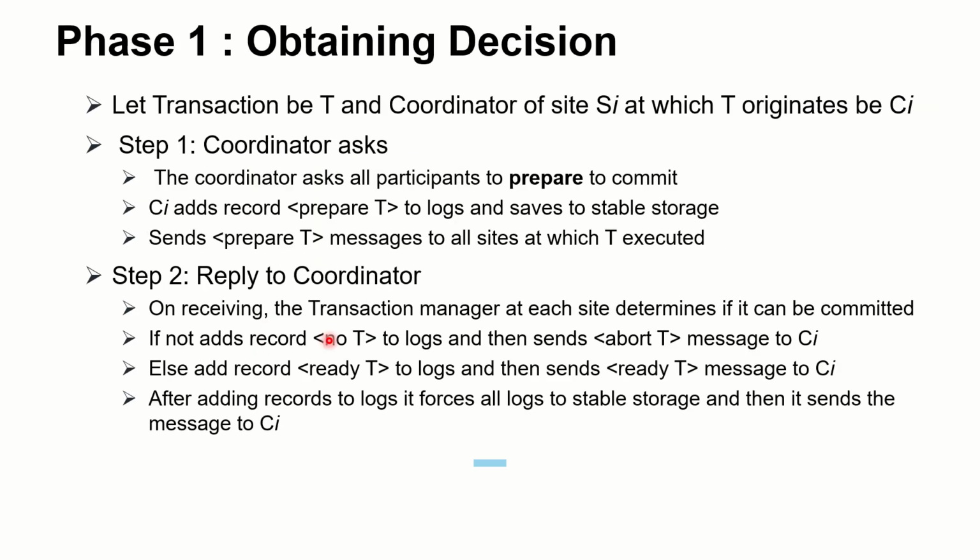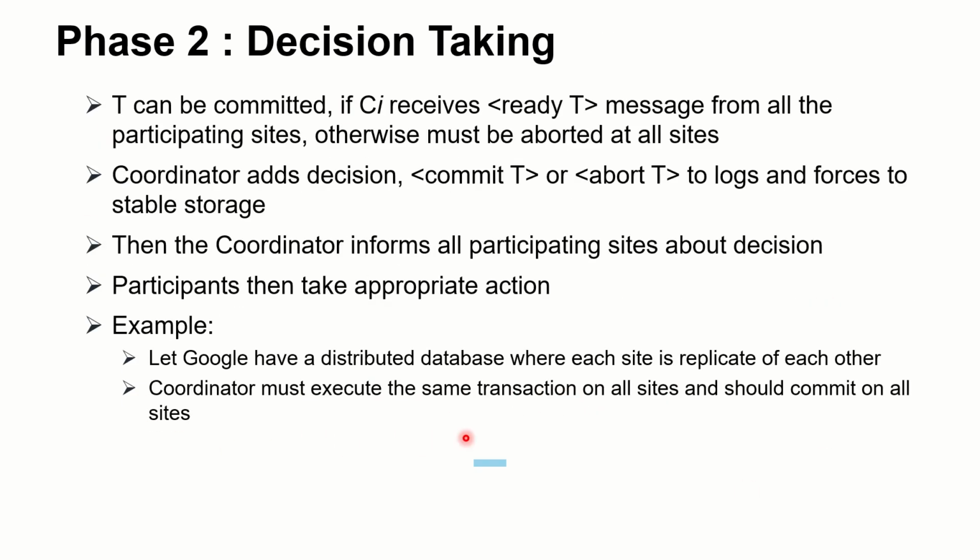So this was all the two-phase protocol. In the first phase, we send a prepare message to all the participating sites, and then all the participating sites decide whether to send a ready message or an abort message to the coordinator based on their transaction. So this was phase one overall. After receiving those messages, the coordinator decides whether to commit or abort the whole transaction, and after taking the decision, it spreads the decision to all the sites. So this was all about the two-phase protocol.